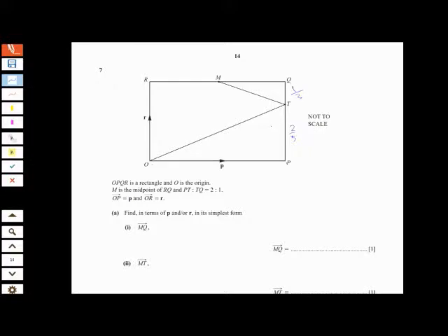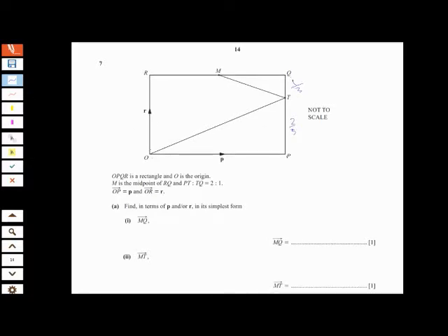And we also know that opposite sides of a rectangle are equal, so OR should equal PQ. That means PQ is also R. So PT is 2 over 3 R, and TQ is 1 over 3 R. And OP also equals RQ, so RQ is also P. And M is the midpoint, that means RM is half and MQ is half. Half what? Half P. Yes, right here. Okay, now after we've done this, let's start the questions.